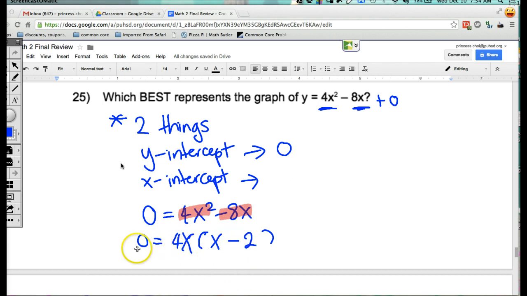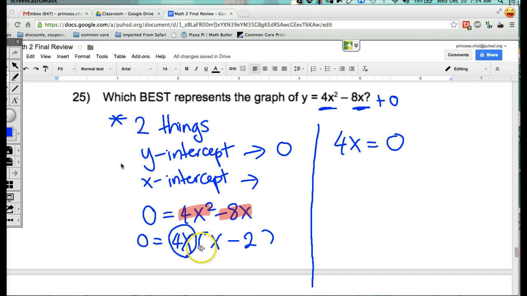Because we said 0 is equal to 4x times x minus 2, we gotta say that 4x is equal to 0 and x minus 2 is equal to 0. Okay? A lot of my students do not understand this part. Just remember, when you multiply 2 numbers together and you get a 0, at least one of them has to equal 0. Okay, so I'm going to go over to this side because you guys get confused when I go to a new page, right? So I'm going to say 4x. This is called the zero product property. 4x is equal to 0, and then x minus 2 is equal to 0.